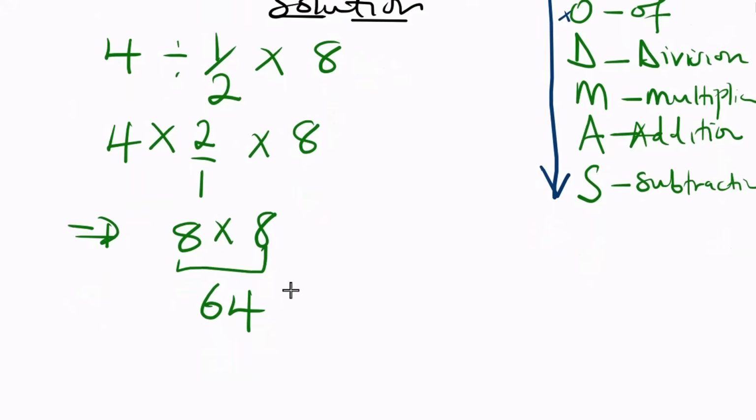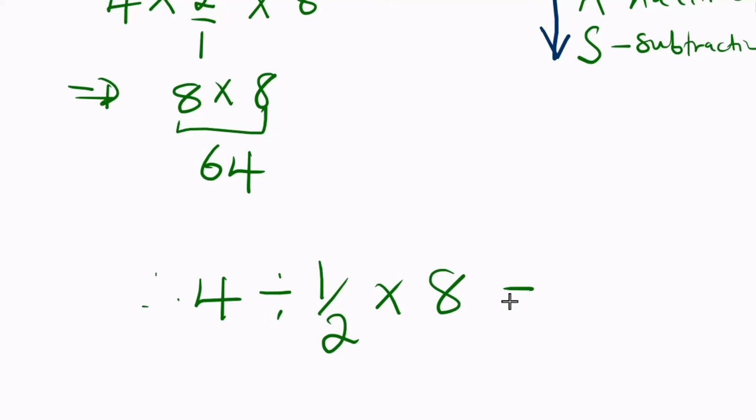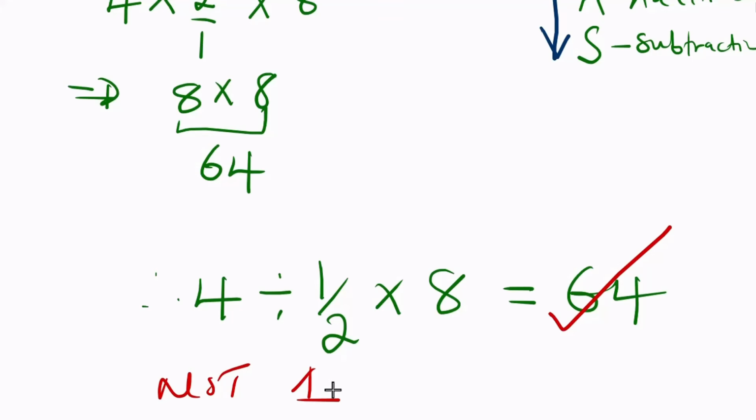What does it imply? It implies that our expression, which is the 4 being divided by a half, then multiplied by 8, simply equals 64. So now this one becomes our correct response to this question, but not 1, as the majority of the students would fail.